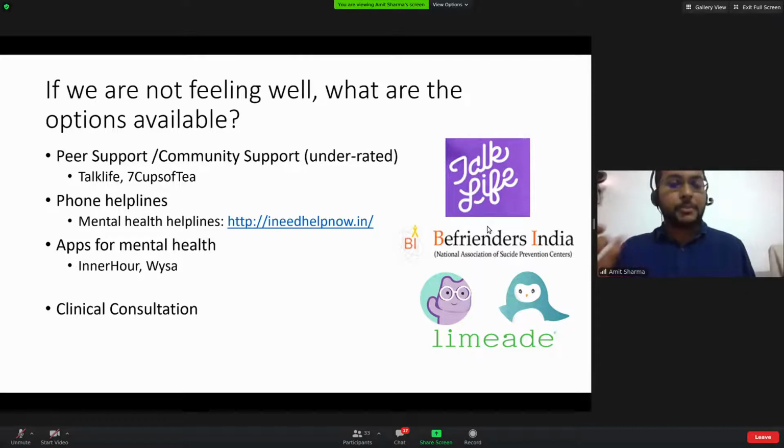So peer support today is with friends, but also online. Just like Facebook, there are communities, Talk Life and 7 Cups of Tea, that provide peer support to anyone. You can be a user who joins anonymously, you share what you're going through, and other people come and support you. Similarly, there are phone helplines. In India, we maintain a repository of all phone helplines on this website, ineedhelpnow.in. These helplines help people in times of crisis or sometimes in lieu of therapy. If you're in a small town and you have no access to therapy, often people call these helplines, which are available.